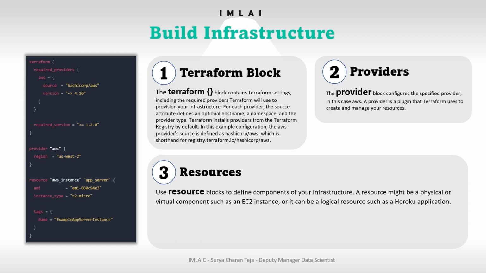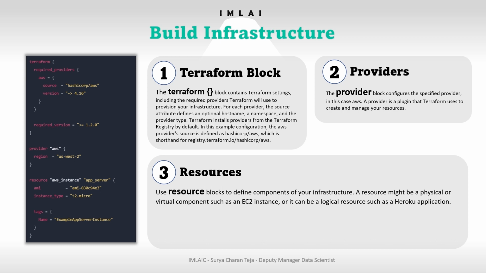In this example, the resource type is aws_instance and the name is app_server, and the prefix of the type maps to the name of the provider. In this example configuration, Terraform manages the aws_instance resource with the AWS provider. Together, the resource type and resource name form a unique ID for the resource. So for example, the ID for your EC2 instance is aws_instance.app_server. That's the example we have taken.